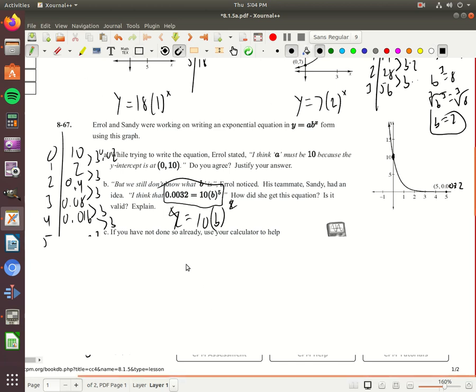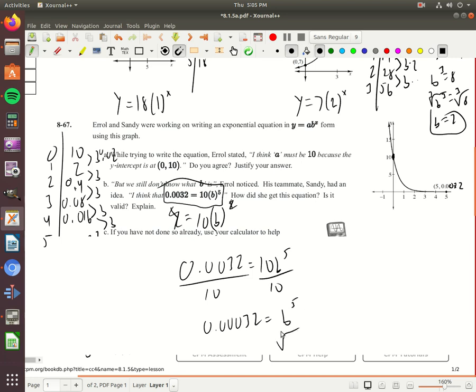We have 0.0032 equals 10 times b to the fifth. We divide by 10. We get 0.00032 equals b to the fifth. We fifth root these things just like we did. And then we know that b equals 0.2. So we'd already done that math anyway.